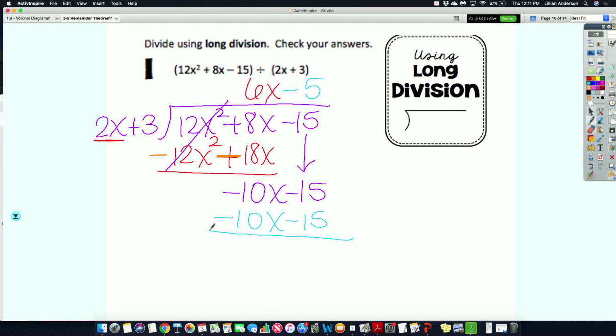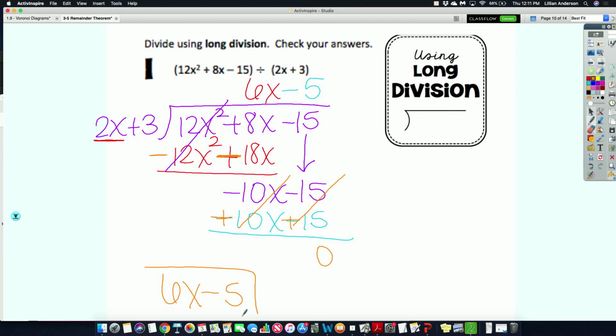And we can't forget to do what? Change the signs, because we need to subtract that entire blue line. So when I change the signs, this turns into a plus. This turns into a plus, and what do you see? Everything cancels out, and our remainder is 0. So our answer is 6x minus 5.